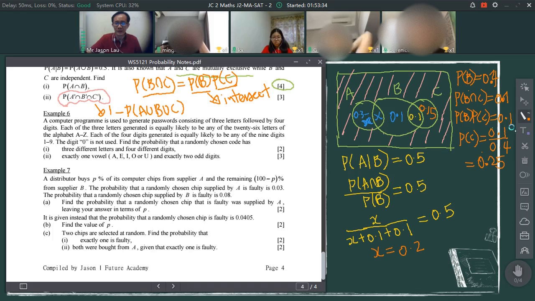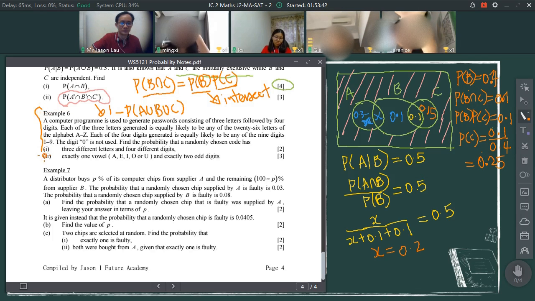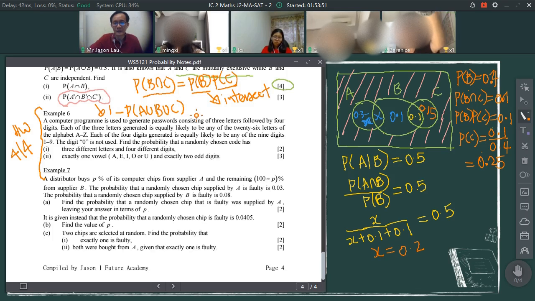You can try these two questions as homework. Try these two questions. What happened? Yes, I was taking a screenshot. You take a screenshot like that. Wow, so good. These two will be the homework.